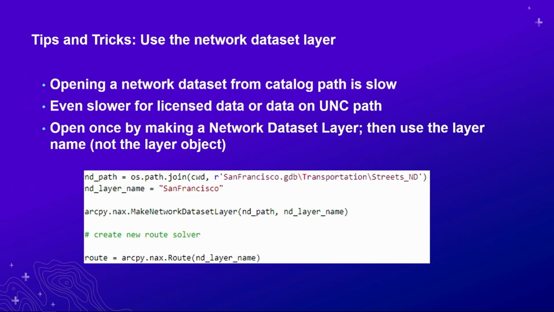Okay, so here's the one that Max has mentioned a few times. This tip is a performance improvement. You should use a network dataset layer instead of a catalog path to a network dataset in your script. If you use a catalog path, the script has to open the network dataset behind the scenes every time it references that catalog path. And this can be especially slow if you're using licensed data or data on a UNC path. If you instead use the Make Network Dataset Layer tool to open the network once and then pass in that layer by referring to the layer name in other tools and methods that use the network dataset, that can give you a bit of a performance improvement.